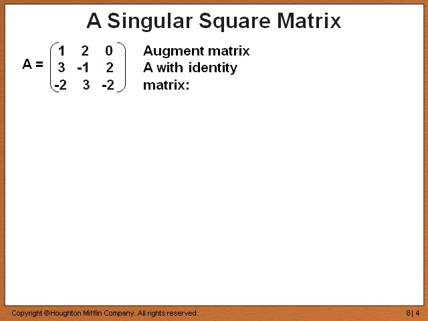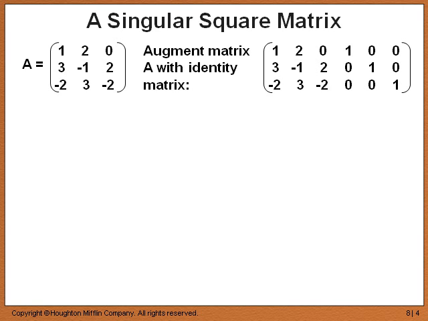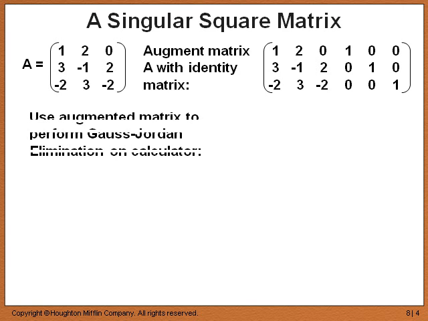We simply augment matrix A with the identity matrix. And I'm going to get the augmented matrix 1, 2, 0, 1, 0, 0, 3, negative 1, 2, 0, 1, 0, negative 2, 3, negative 2, 0, 0, 1. That's my augmented matrix A. Then I'm going to use this augmented matrix to perform Gauss-Jordan elimination on the calculator. You should pause the video, do that on your own, see what you get, then resume.